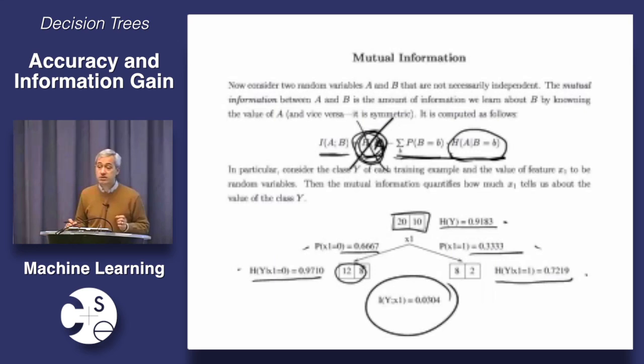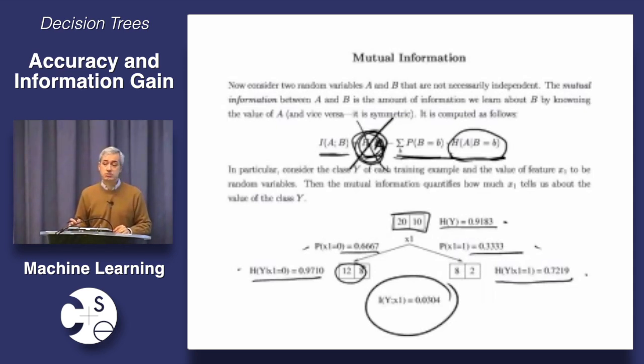Remember, for accuracy, the difference between the error rate before and after was 0. I was making 10 errors before, I was making 10 errors after, so my gain was 0. But here my gain is not 0, my gain is positive. So error rate couldn't tell that we were making progress, but information gain can tell that we're making progress.